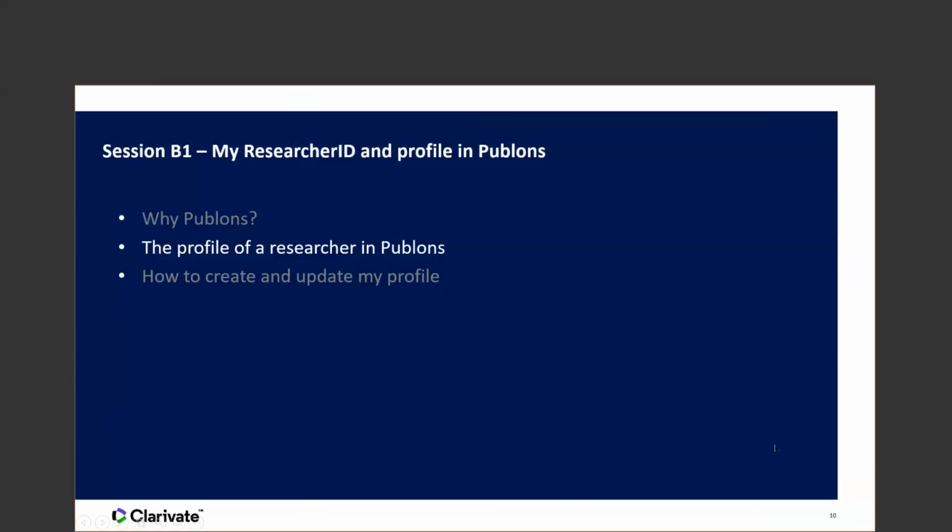Now let's have a look at the profile of a researcher in Publons. So Publons is completely a free platform. Anybody can go there and search. And you can also, if you want, create an account and create your profile. That's still free when you create your account and profile.